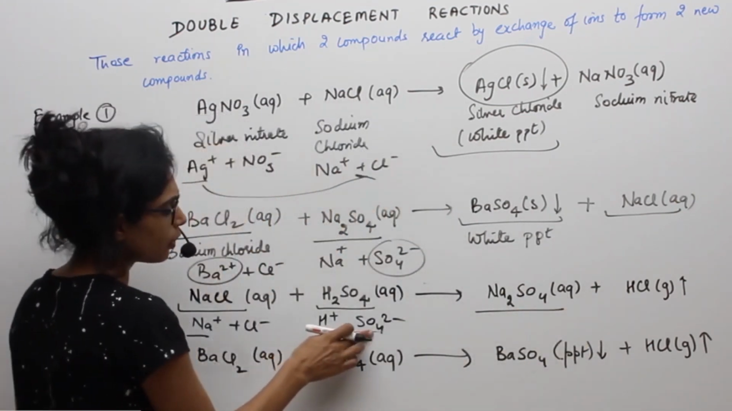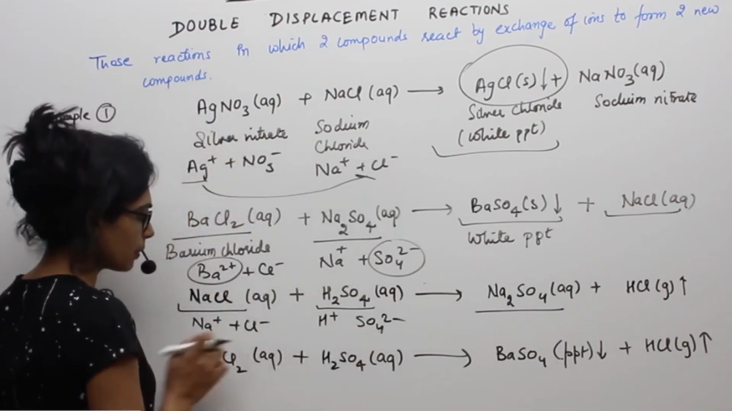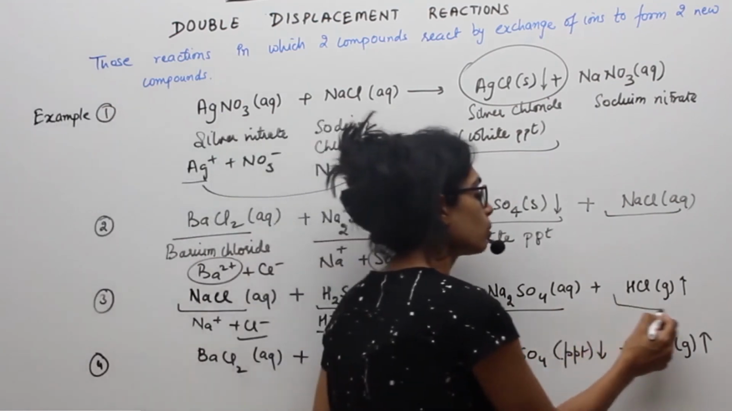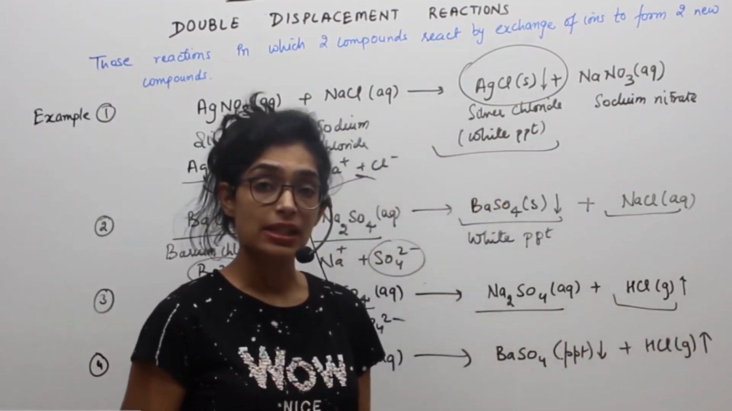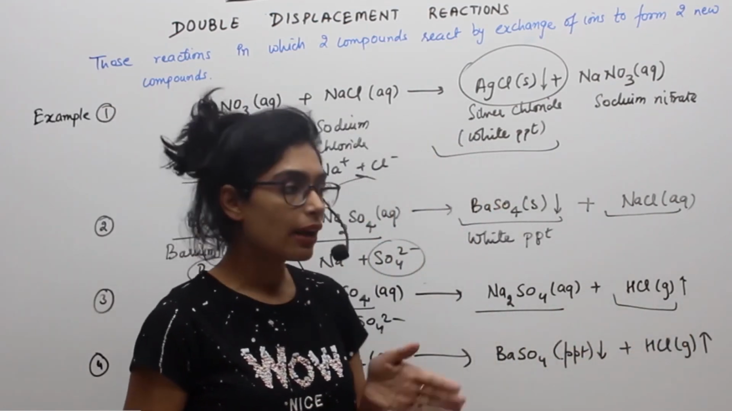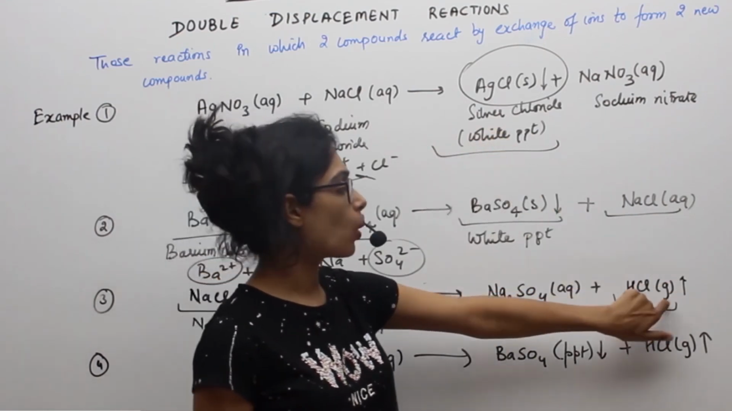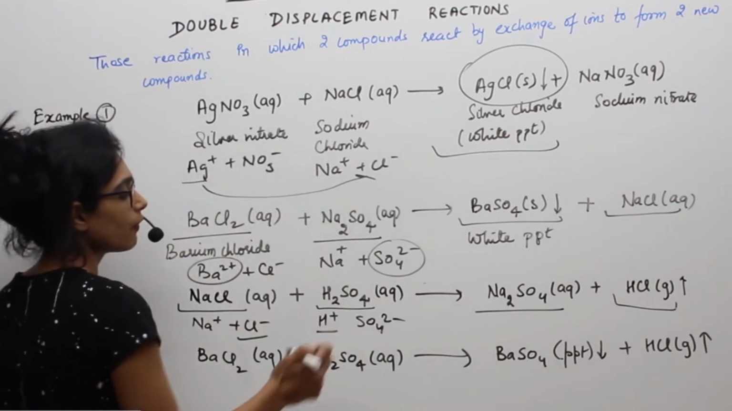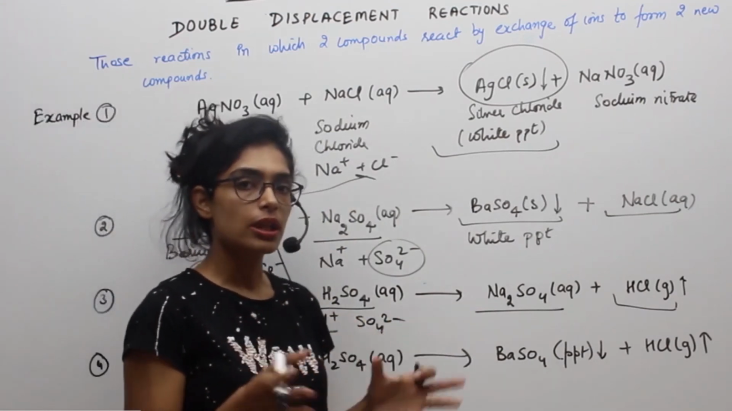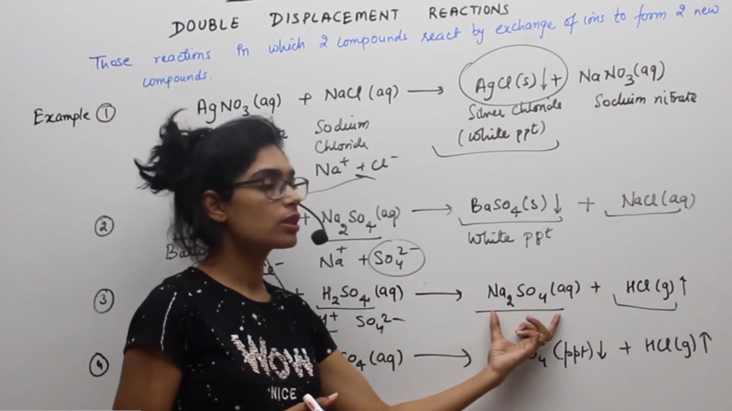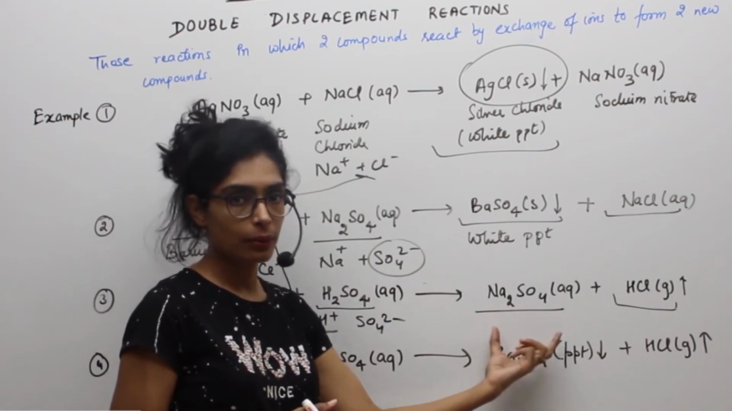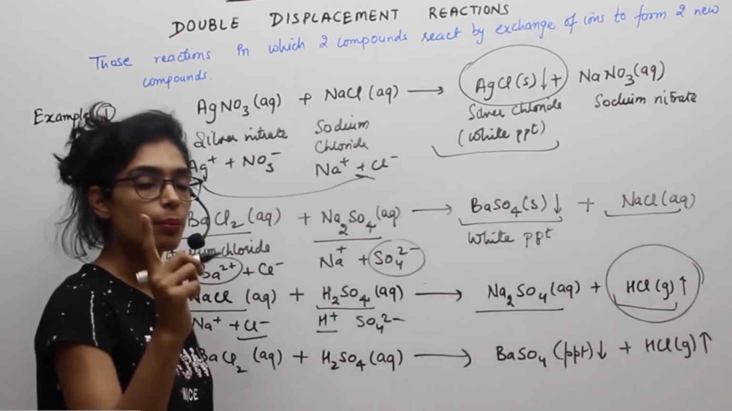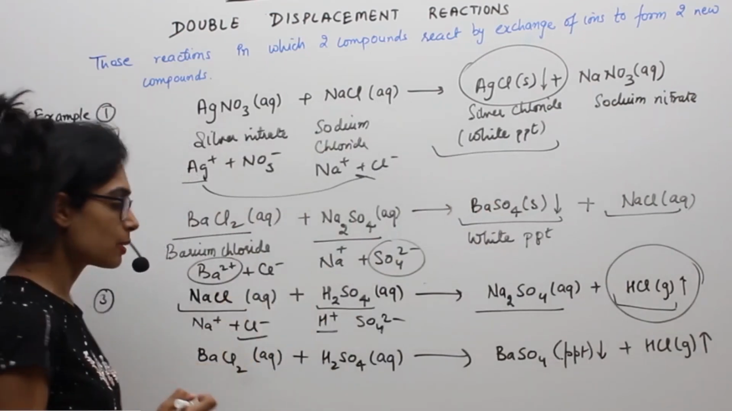Okay, I think I have taken it in a wrong manner. I should not have explained it this way. Hydrogen and chlorine have gone together to form hydrogen chloride gas and will escape the system. So this is your volatile product. And then another sodium and sulfate ion will remain in the solution suspended and we will call them sodium sulfate solution. Okay, so this is the example where a volatile gas is getting produced. So this is also a double displacement reaction.